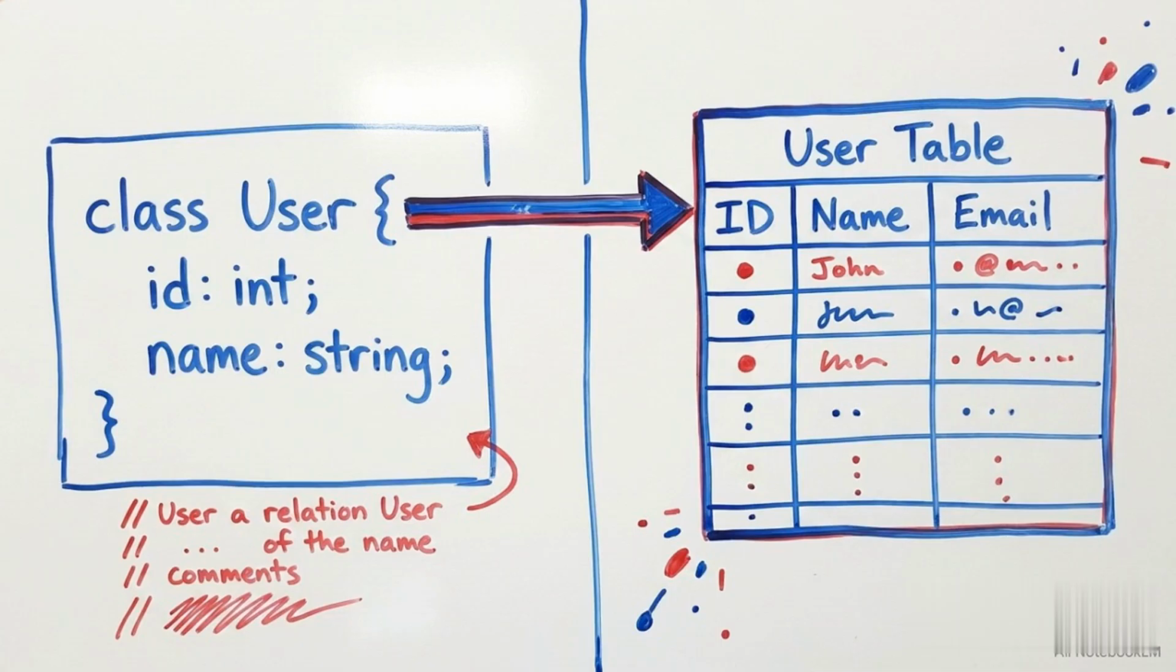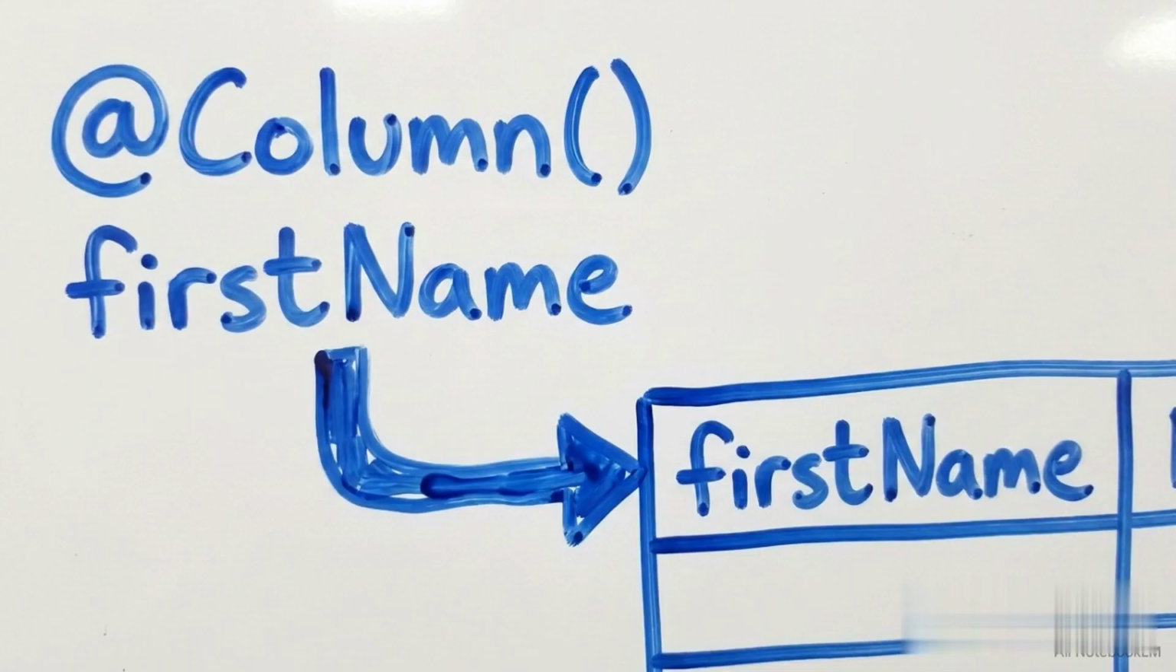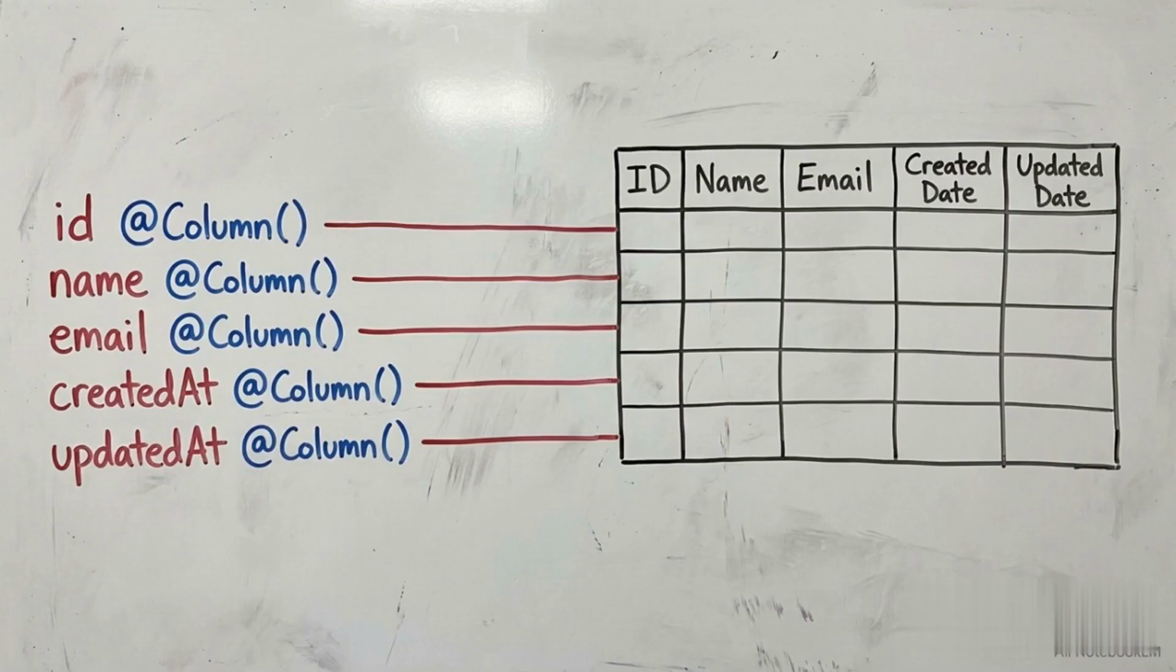To structure our data, we use an entity. In NestJS, an entity is a TypeScript class that defines the specific shape of a database table. We use decorators to define the mapping. The primary generated column decorator creates our unique ID, while the column decorator maps our class properties directly to the columns in our Postgres table. Defining the schema in TypeScript ensures that our application code and our database structure stay perfectly synchronized, without the need for manual SQL scripts.